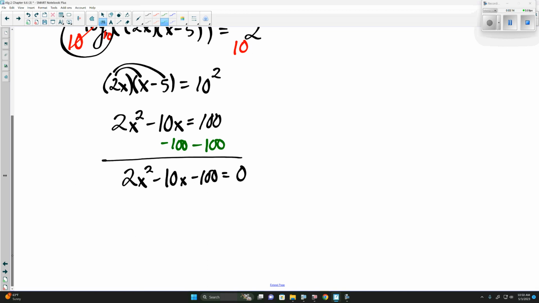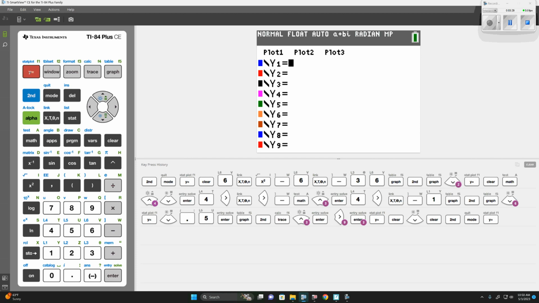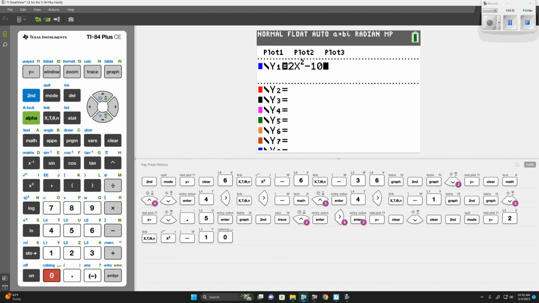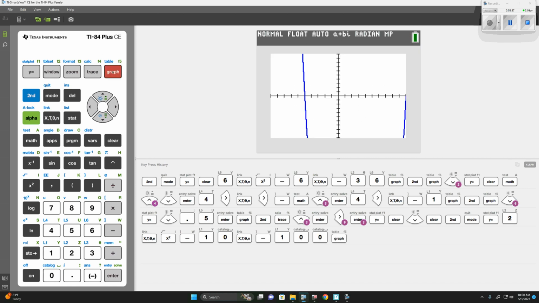Now at this point here, we do need to find the values of x that will make this be 0. Now we can factor it, we can graph it, or use the quadratic formula. What do we want to do first? Graph. So we can pull the graphing calculator up, hit y equals, do 2x squared minus 10x minus 100. So we can graph it here.